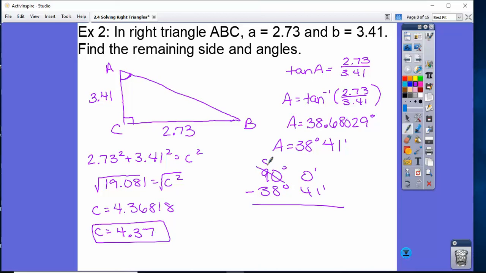So you would have to borrow. So 60 minus 41 would give us 19, and 89 minus 38. And so we get 51 degrees and 19 minutes for angle B. So there are some different ways to get to your answer from here. Questions?